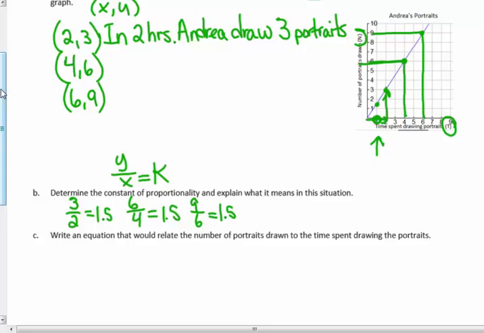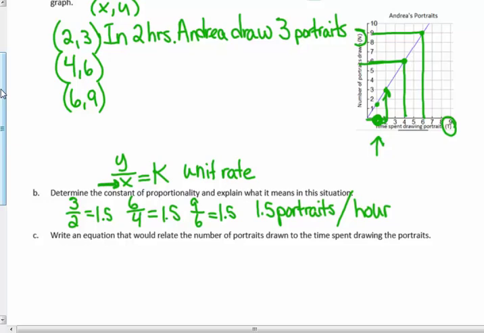That's my 1.5 portraits that she paints. Portraits that she paints per hour, 1.5 portraits per hour. Remember, constant of proportionality means unit rate. How much for 1? The x being the 1. The bottom number, the x. Oh, x equaling 1, x equaling 1.